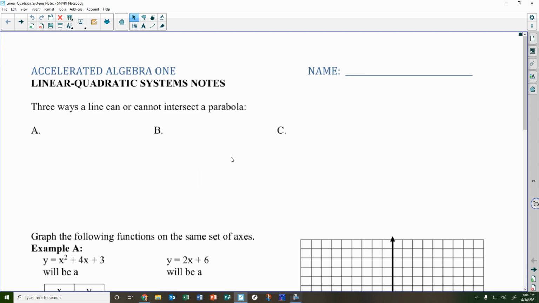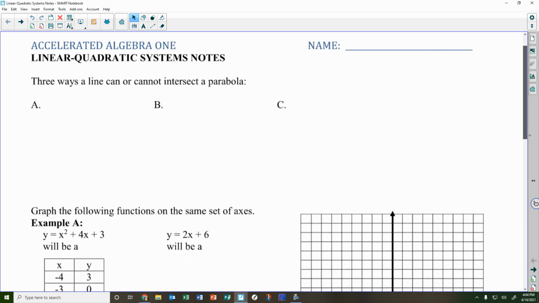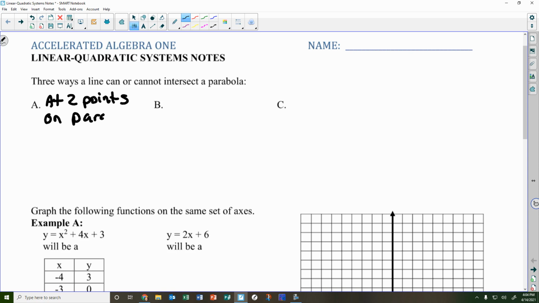Okay, so we did our exploration. Now we're going to take some notes. Okay, so it says 3 ways a line can or cannot intersect with a parabola. The first way is it can intersect at 2 points on the parabola. And when that happens, we have 2 solutions.